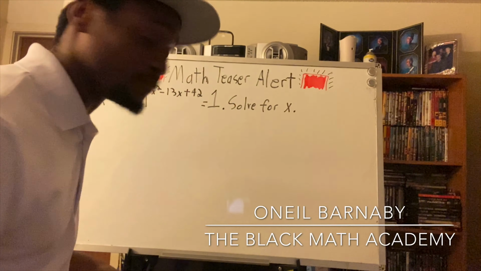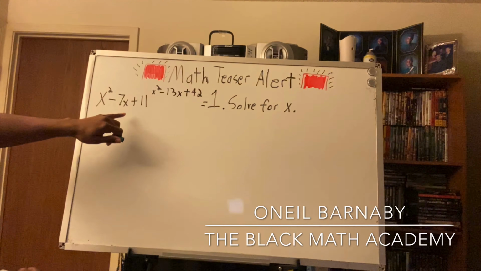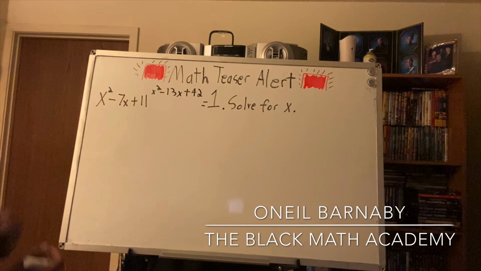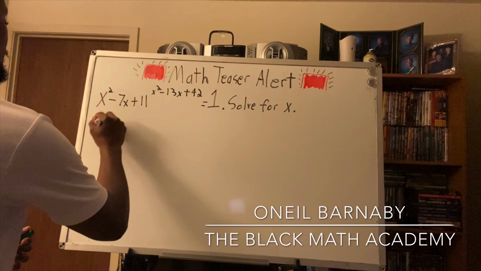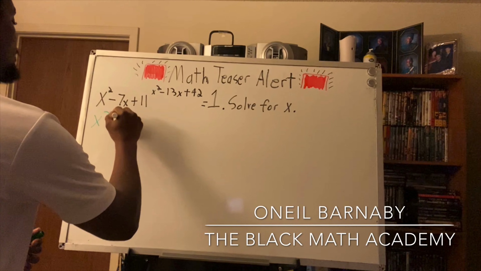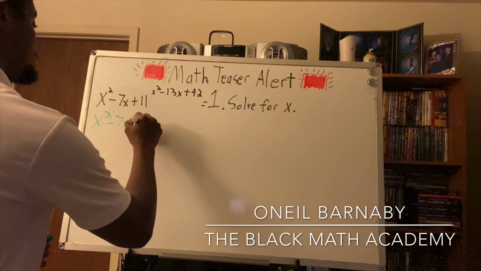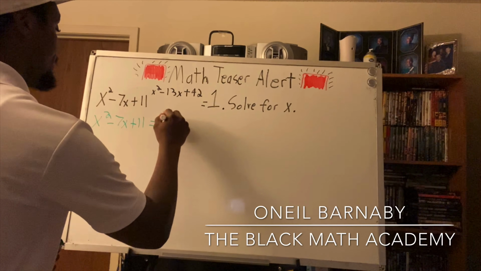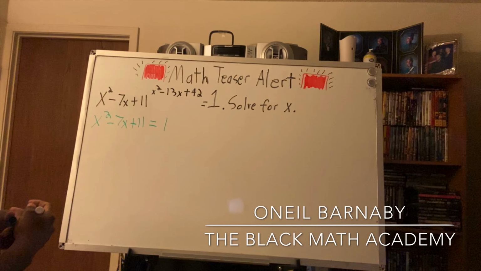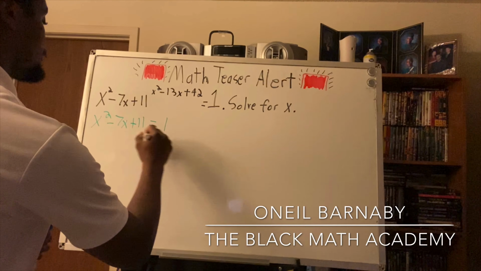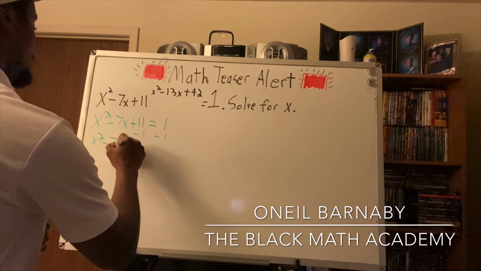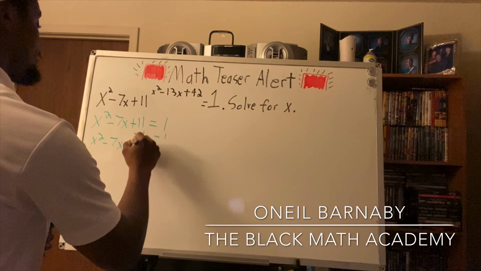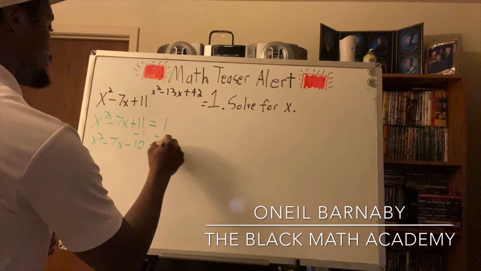So let's solve for each one. The first case was that as long as the base is equal to 1, it should work. So we can set that up: x squared minus 7x plus 11 equals 1. And we just solve that. I would subtract 1 from both sides, and you get x squared minus 7x plus 10 equals 0.